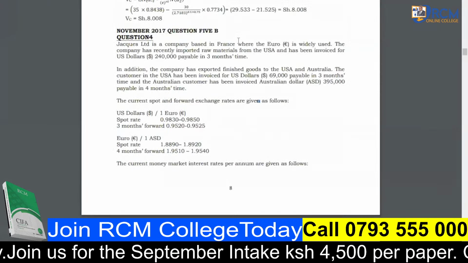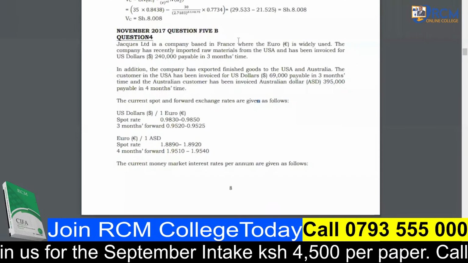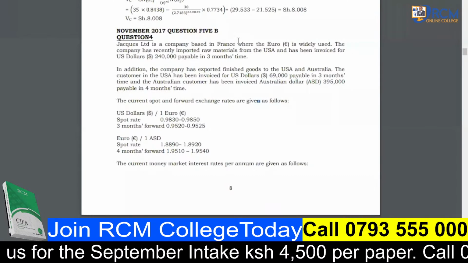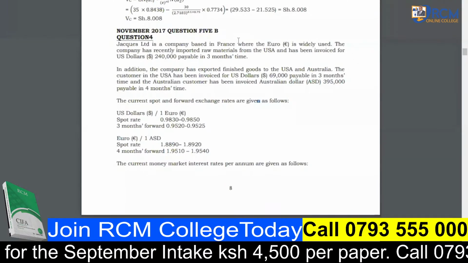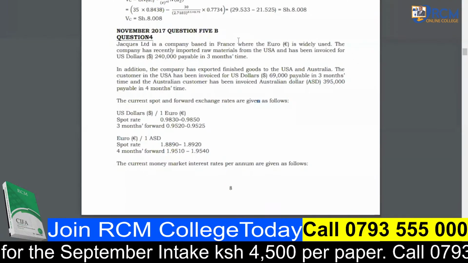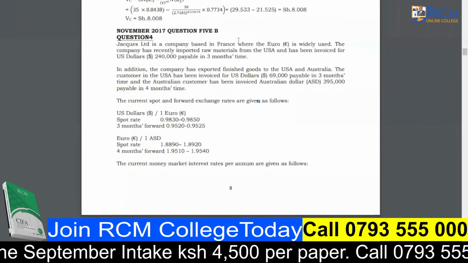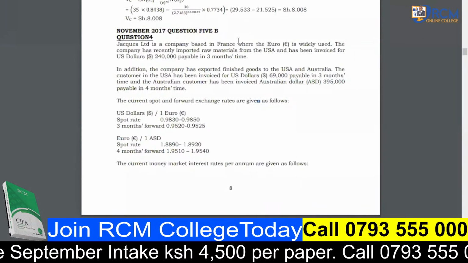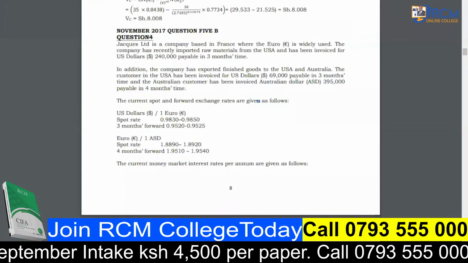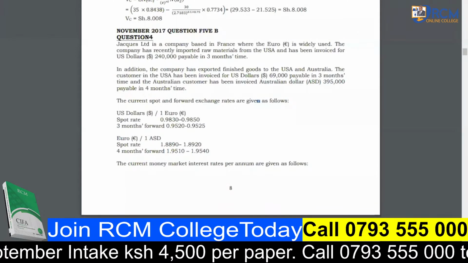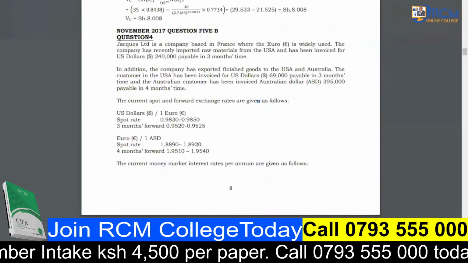Now the things that I would need, ladies and gentlemen, are quite easy. Number one, if it's a payable, I know that I'm going to use rule 2. Rule 2 is foreign payment, borrow local, and then the bank sells. Borrow local, and then the bank sells.